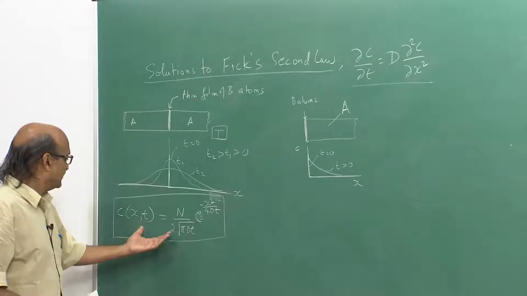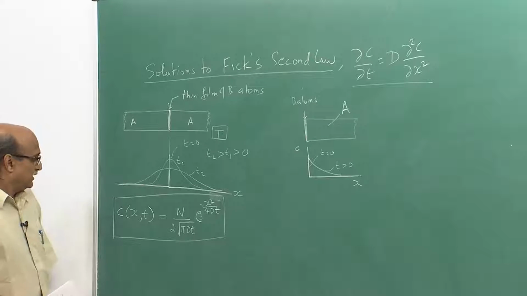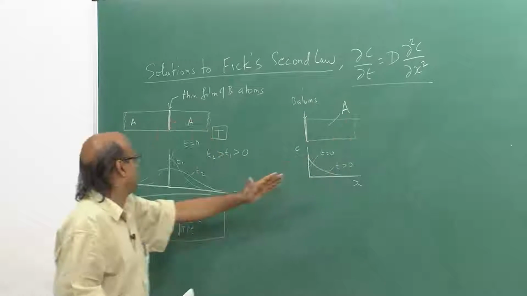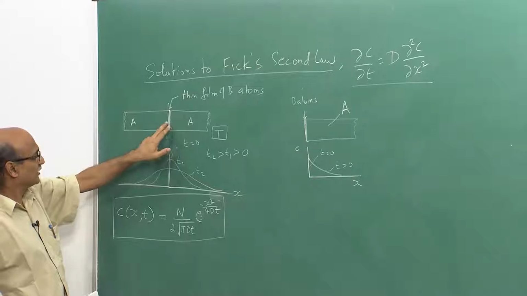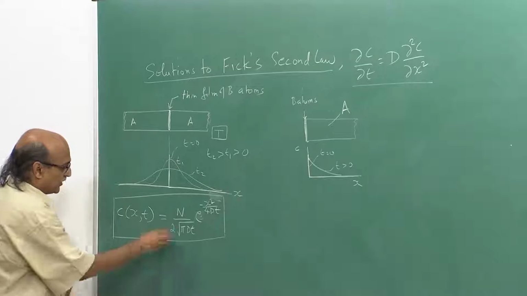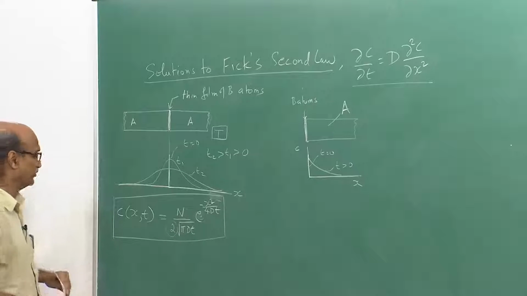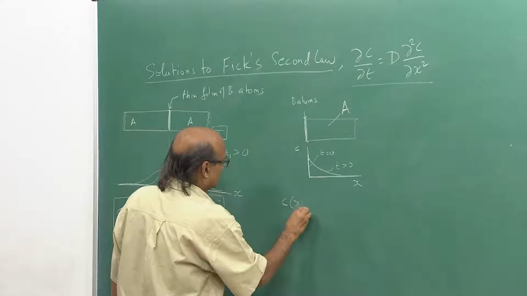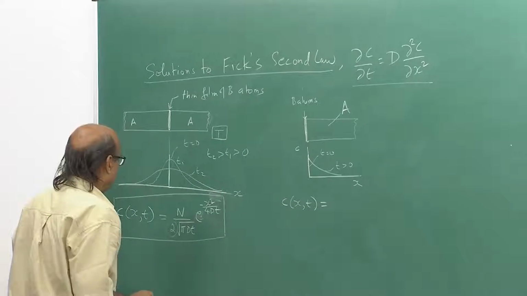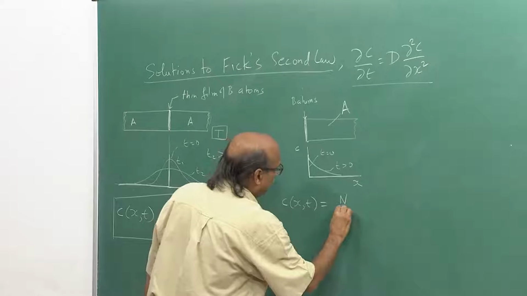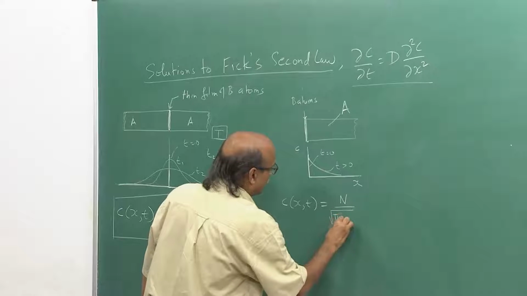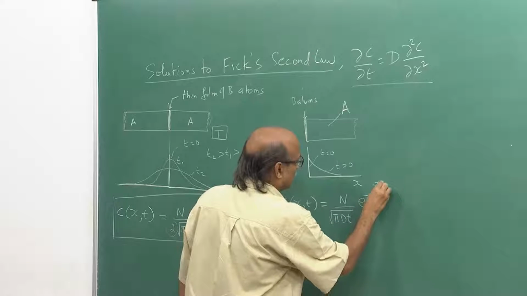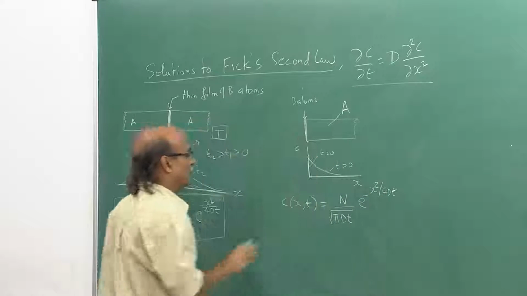The solution to this is very similar to this. Since now the diffusion of B atoms will only take place on one side, where here diffusion of B atoms are taking place on both the sides, this factor of 2 would not be present in the solution, otherwise the solution will remain the same, and hence the solution to this is simply C(x,t) is equal to n divided by square root pi Dt e to power minus x square upon 4Dt.